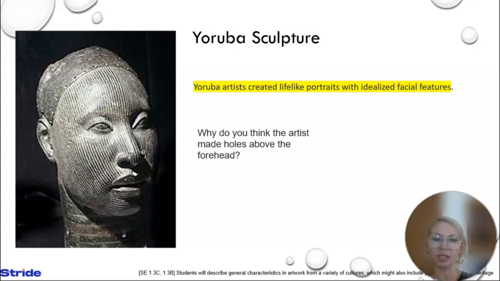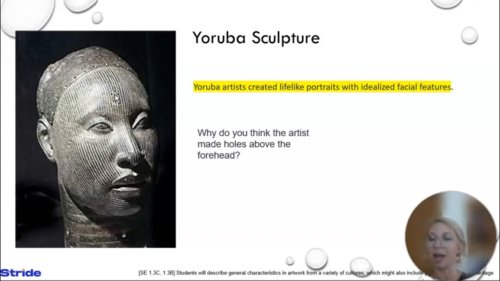Take a look at this sculpture. This is a Yoruba sculpture. The art of Ife, which flourished in the 12th to 15th centuries in southwest Nigeria, is known for its realistic depictions of human beings. The Ife head, which is thought to be a portrait of an Oni, is a remarkable piece of art that reflects the culture of Ife. The Ife heads are known for their unique realism, which astonished art historians when they were first brought to Europe in 1911. This is an Ife head right here. Yoruba artists created lifelike portraits with idealized facial features.